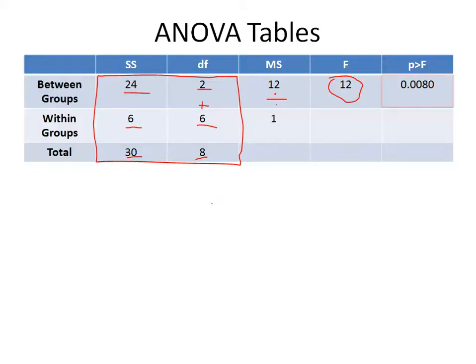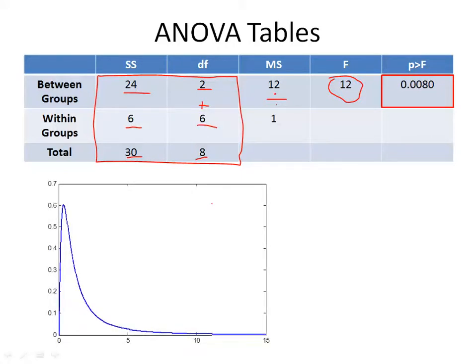And lastly, this P greater than F value, this is your P value that's associated with your F statistic. So that area under the curve that we outlined before, if this is our original curve, and this is where 12 is, the area under the curve to the right of that is 0.008, which you can see is much less than 0.05. Which again shows that P is less than alpha, and you should reject your null hypothesis.